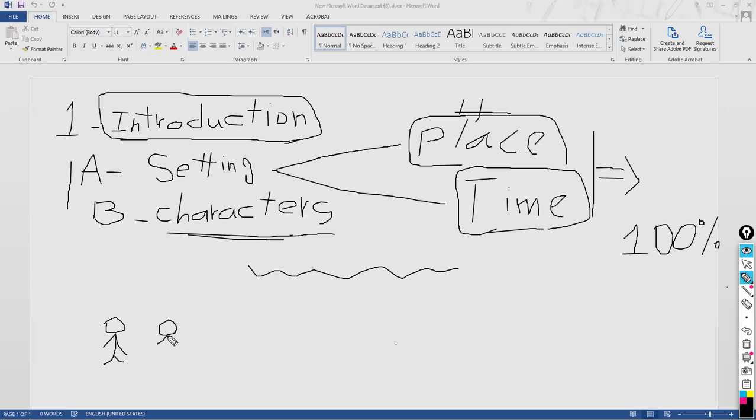Again, let's imagine that the story is about you and your friend. Maybe there was a fight, let's imagine that, between you and your friend. So this is the beginning of the story. You have to start by saying that there was a fight, for example, between you and your friend.